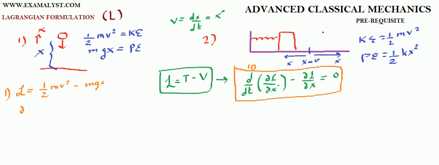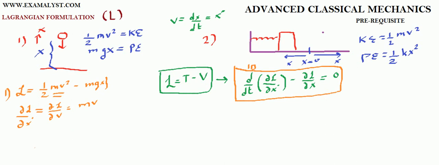Can you tell me what is del L by del x dot? As I mentioned earlier, x dot means velocity. So you can write del L by del v. Now can you tell me what will be the answer? If I differentiate it, the only term that will get differentiated is here. This will not get differentiated and will fetch me a 0. So the answer will be m into v.